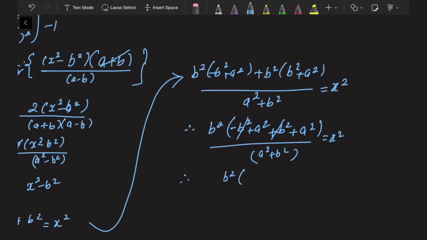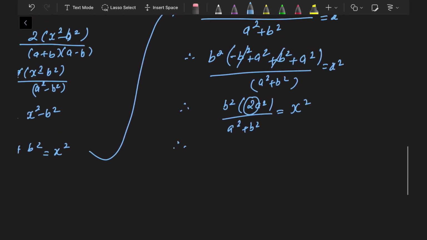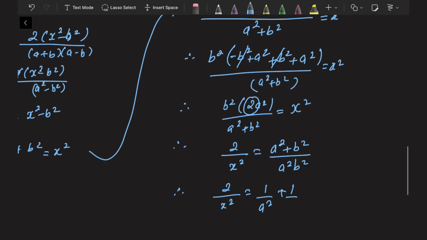So b square and a square plus a square means 2a square divided by a square plus b square is equals to x square. Now keeping the 2 in the LHS as it is, bringing the x in the division, so 2 upon x square results in a square plus b square, and in the division a square b square as a product. Hence separating the denominator we will have 1 upon a square plus 1 upon b square, and this was the relation that was to be proved.